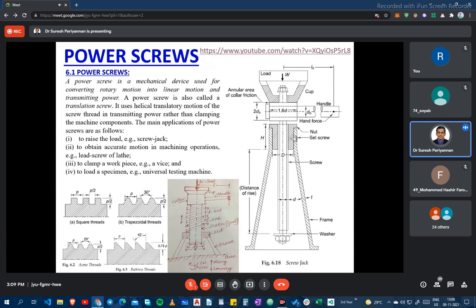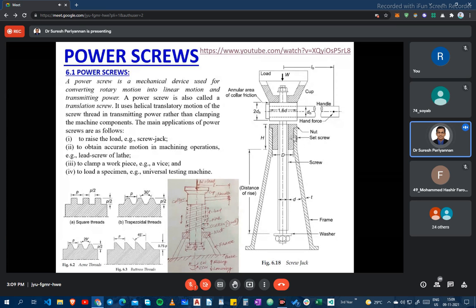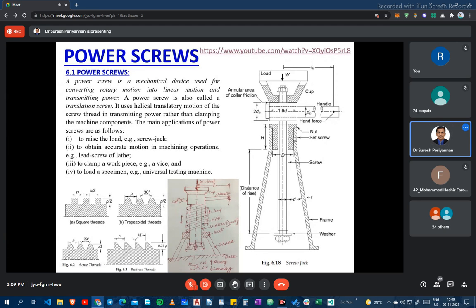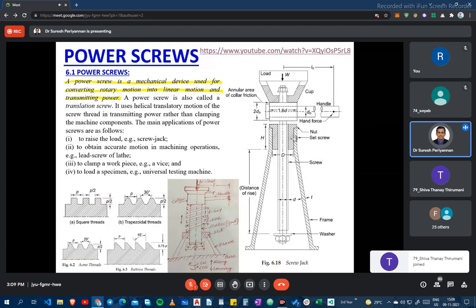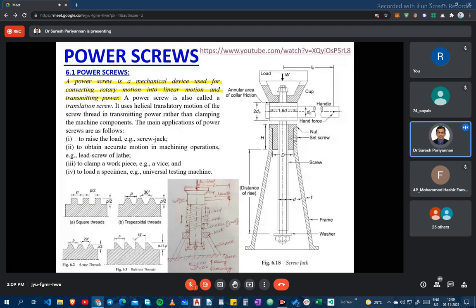Then we enter into the power screws. Now, a power screw is a mechanical device used for converting rotary motion into linear motion. Rotary motion into linear motion. Very important. Okay. Rotary motion into linear motion and transmitting the power. That is the application of the power screw.